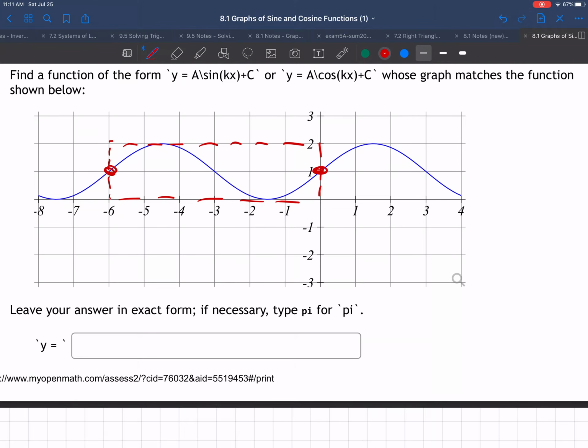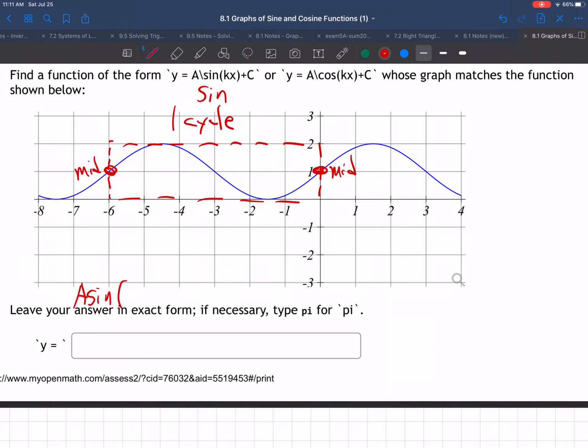So I just kind of ignore everything else. Tunnel vision, just focus on that. That's one cycle, and it's clearly sine because it goes middle of the box to middle of the box. It's not a U shape, up or down. That's cosine, not in that box. It's a sine.